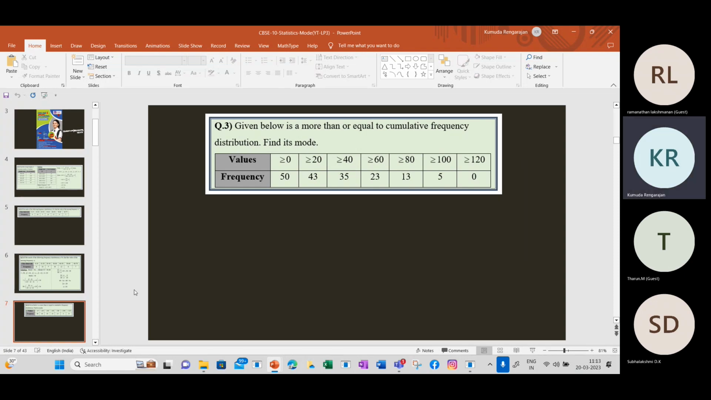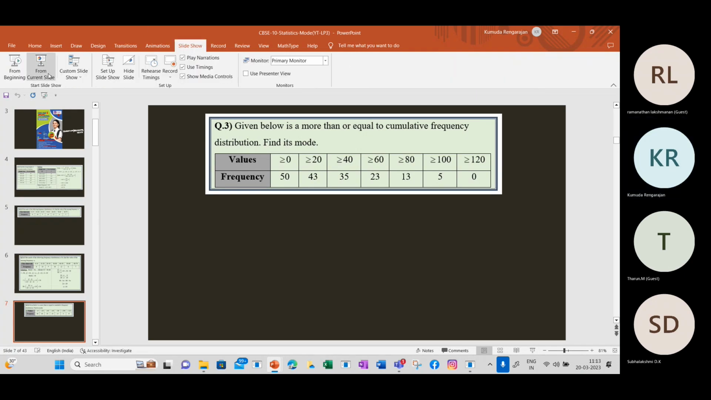Yeah, just prepare the frequency table alone, children. I know you know to find the mode. Just prepare the frequency distribution.